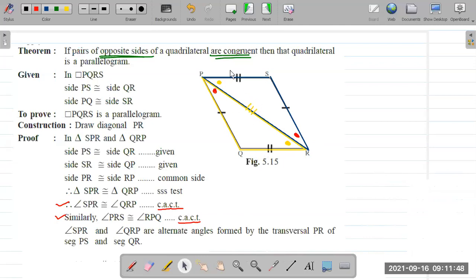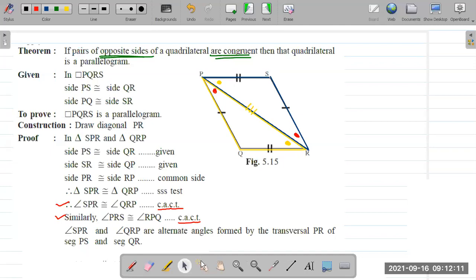Therefore, what can we say? PS is parallel to QR. Likewise, these other two pairs are also equal. Therefore, we can say PQ is parallel to SR. Since there are two pairs of parallel sides, we can say that this is a parallelogram.